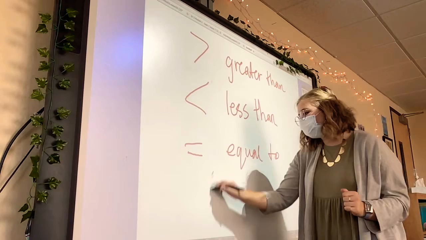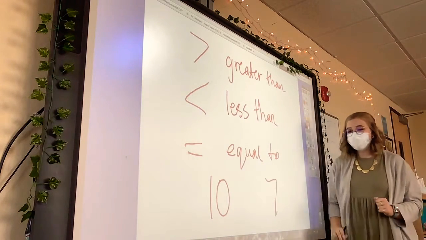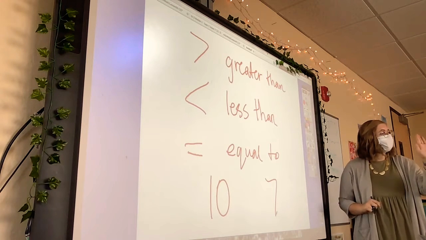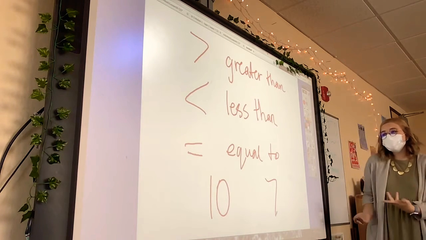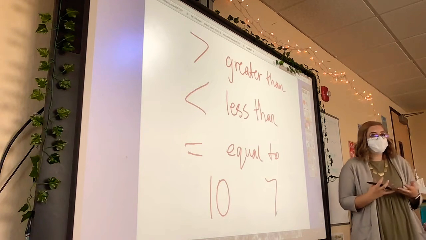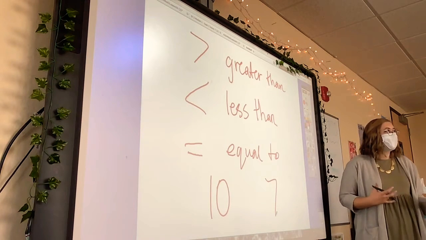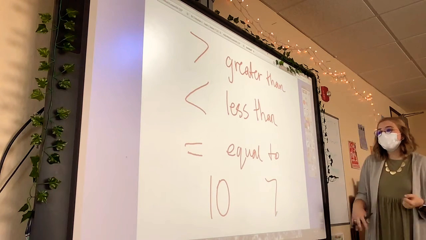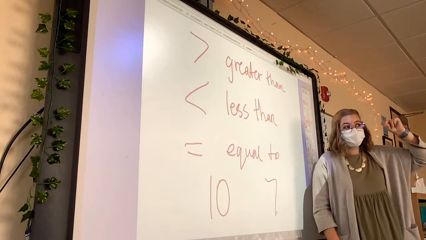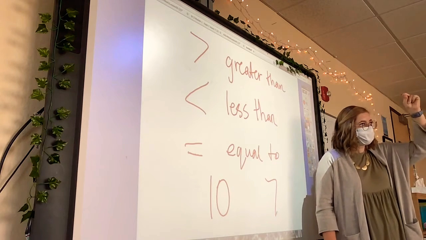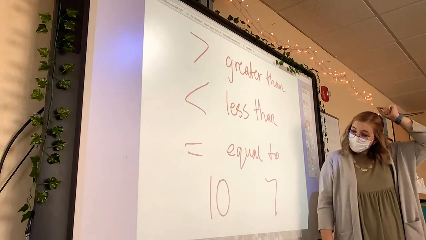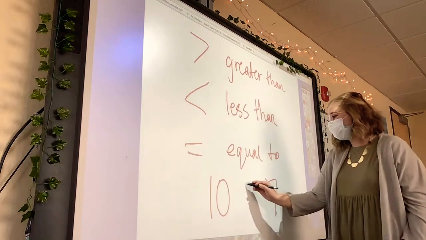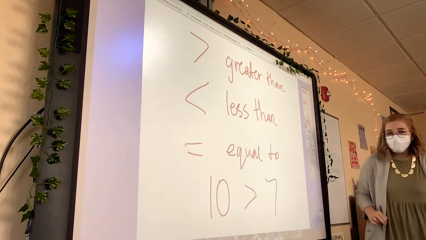So if I had the number 10 and the number 7, I would need to find which one was bigger. Don't tell me. I know you already know just by looking at it, okay? So I need to see either which one's bigger or which one's smaller. And that's going to tell me which direction to point the symbol, right? So when I snap my fingers, tell me which one's bigger. Oh, which one's bigger? 10. So my greater than symbol is going to make an appearance, right?